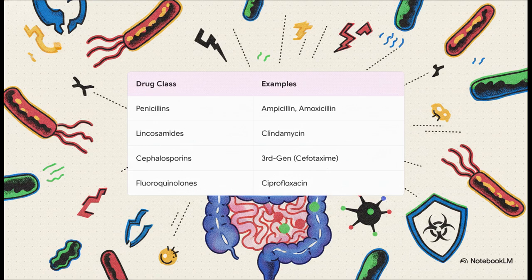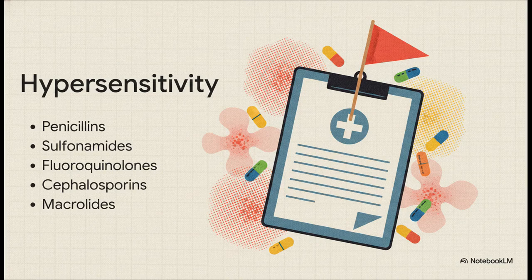What should really give us pause here is that these are the exact drugs we use routinely for surgical prophylaxis and empiric ICU therapy. The relative risk of triggering a severe, life-threatening C. diff colitis skyrockets when we use these specific classes. We have to constantly weigh this risk when we are writing those post-op orders. Now, let's talk about the red flags on the pre-op chart. Hypersensitivity.